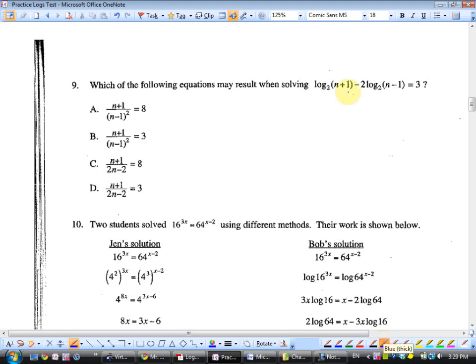So let's combine these. What's subtracting 2 logs the same as? Oh, but before I do that, I need to move this coefficient up to there, don't I? This is going to be the log base 2. What did you say subtracting was the same as? Dividing?